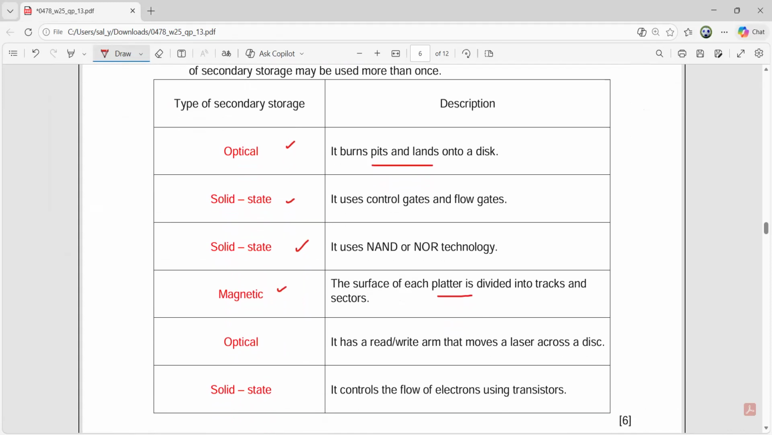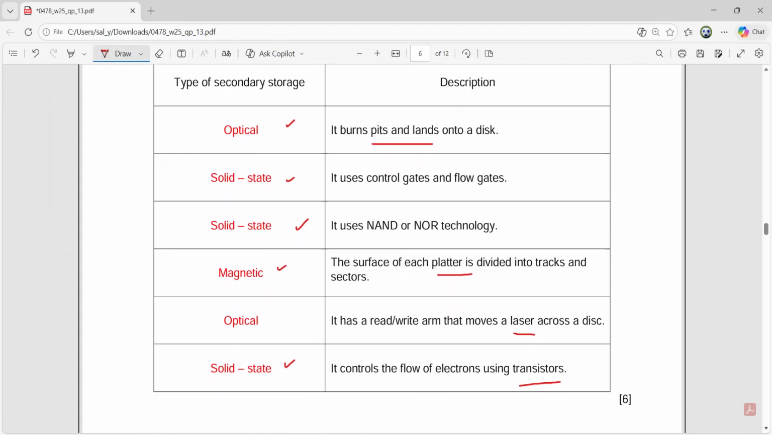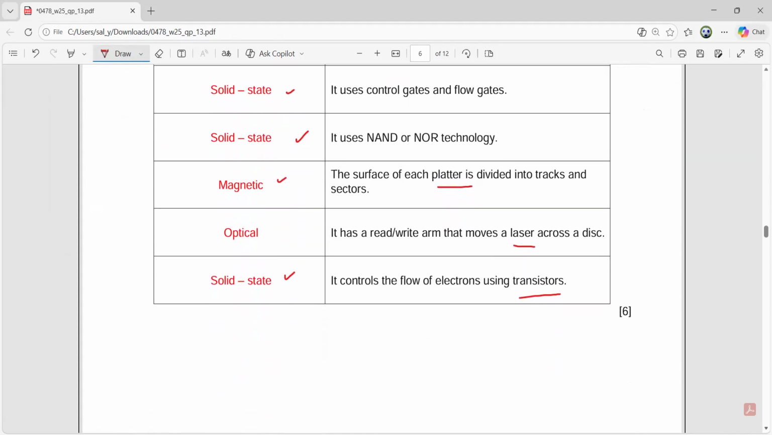It has a read-write arm that moves a laser across a disk. The word laser indicates it's an optical medium. Controls the flow of electrons using transistors. Again, transistors are solid state. In this manner, if you have written the right secondary storage, you will be able to score, and 6 marks are going to be yours.